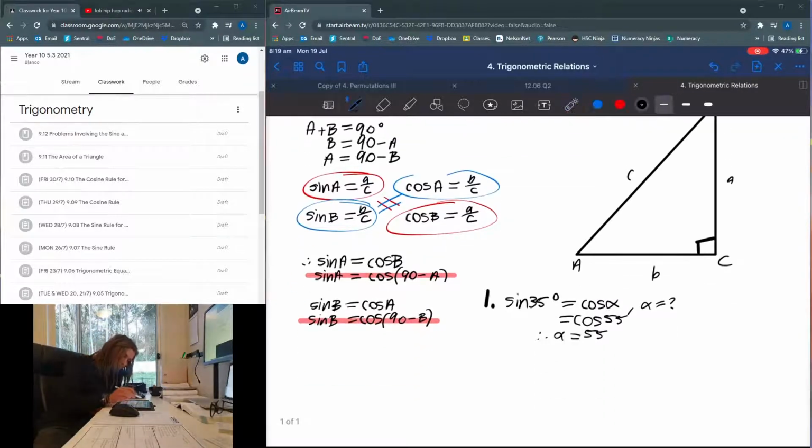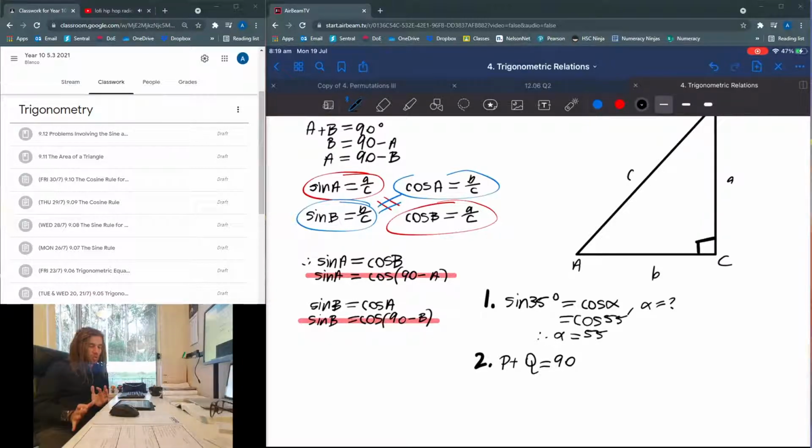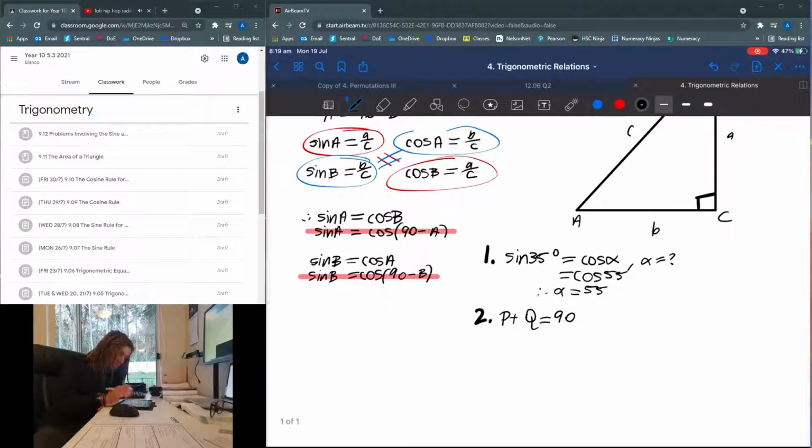Okay. Question number 2. Let's suppose I know that P plus Q is equal to 90. I apologize, this video is going to be a little bit long because I'm writing notes from scratch, but hopefully it's a little bit more in depth. I also know that sine Q is 15 over 17. I want to know what cos P is, and I want to know what cos Q is.